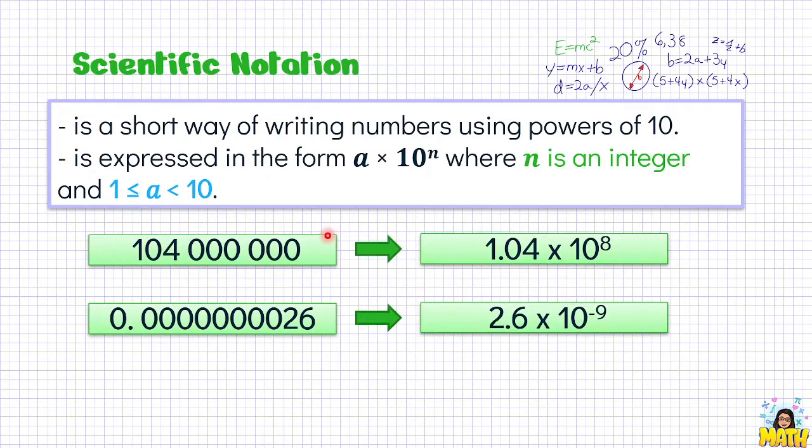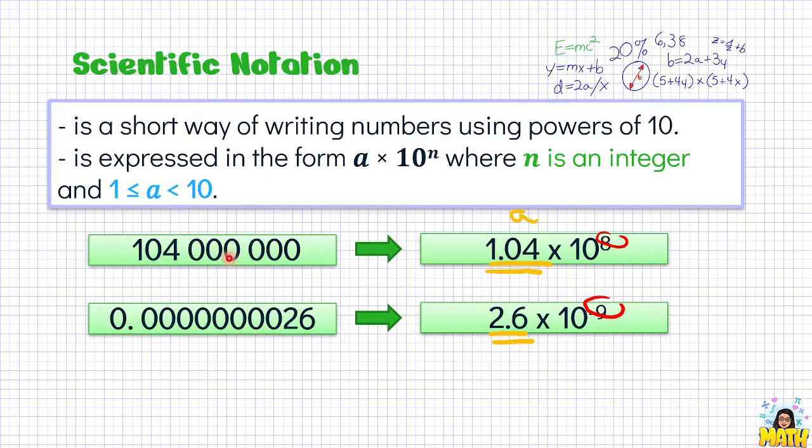For example, we have a very big number, 104 million. Once we write it in scientific notation, it will become 1.04 times 10 to the 8th power. While the next number is a very small number, and when we write it in scientific notation, it will now become 2.6 times 10 to the negative 9th power. As we can see here, ang value ng a is greater than 1 but less than 10. While the exponent must be an integer, just like 8 and negative 9.